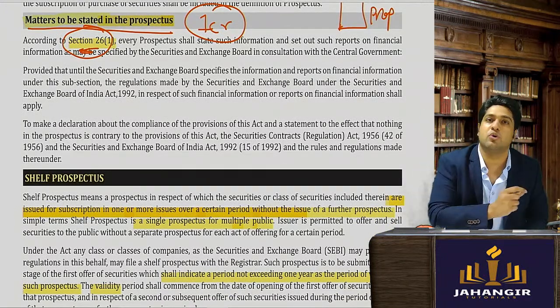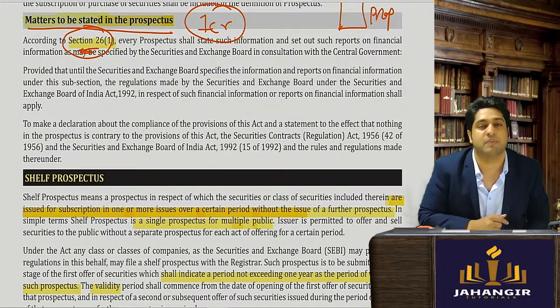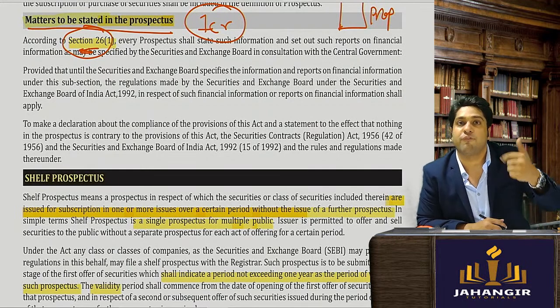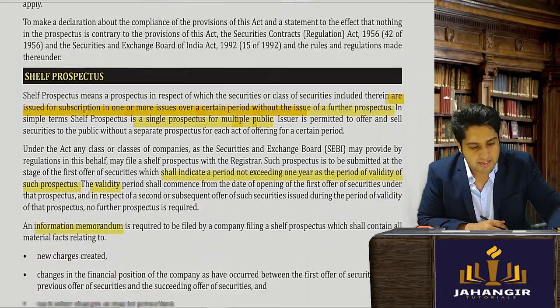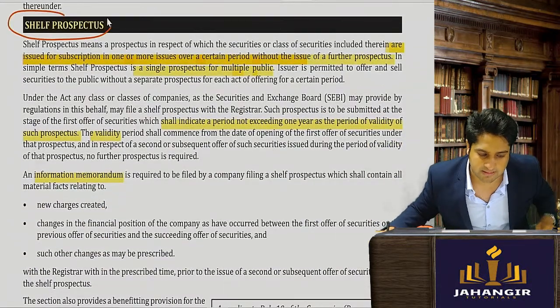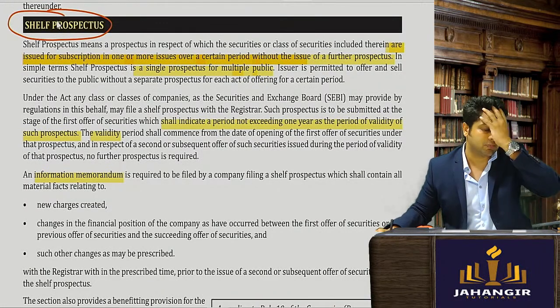So after this, you should remember section number 26. You should always quote that the matters to be stated in the prospectus is given under section number 26. It should be true, fair and complete disclosures should be given. Next, coming to two important concepts. What do you mean by shelf prospectus and what do you mean by the term red herring prospectus?